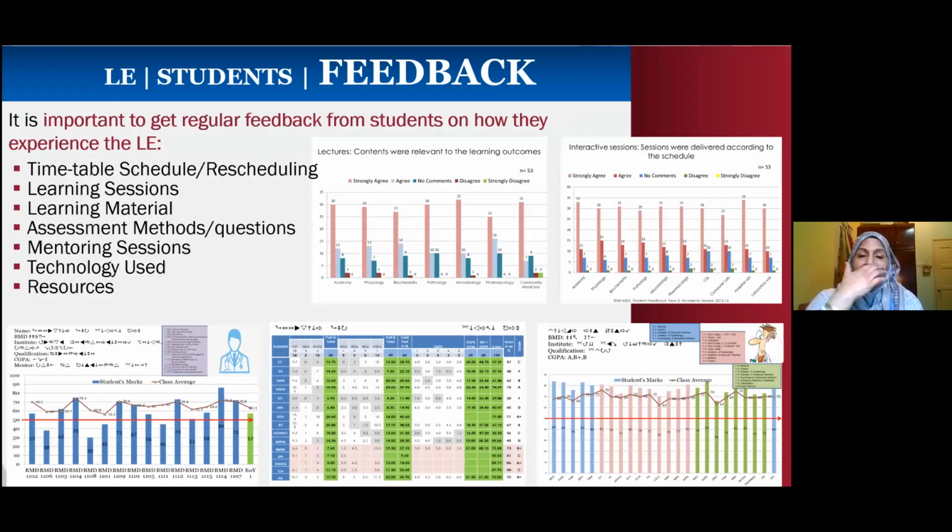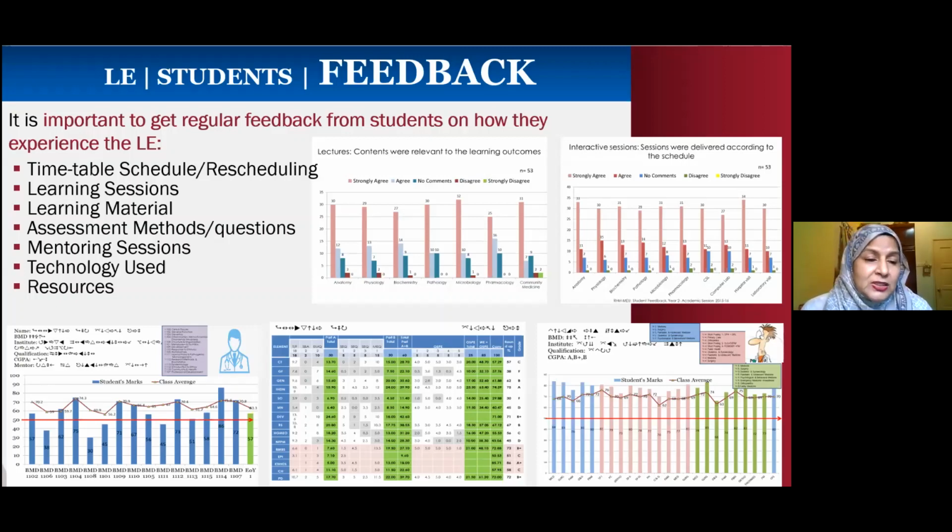The first top one, the graph, is about whether the lecturers' content was relevant to the learning outcomes. It is telling you how the lecturers have performed. So the students are giving feedback about the lectures. The second is whether the interaction sessions were conducted on schedule or not.